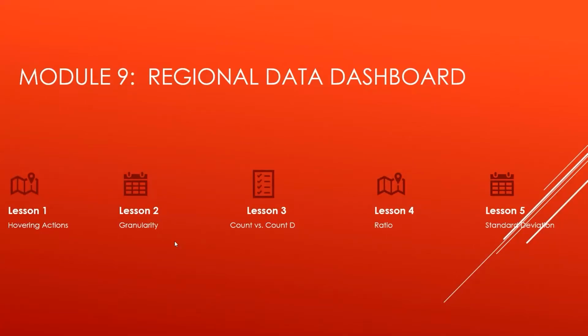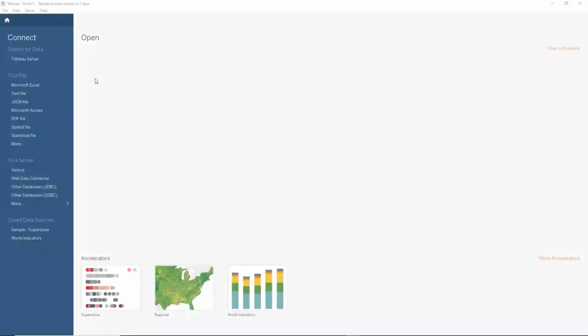In this final module, we'll be using regional data, and we'll be learning how to use hovering actions on dashboards. We'll learn how to change the granularity on your visualizations. We'll review, and I know we talked about it briefly earlier, the difference between the count function and the count distinct function. You'll learn how to use ratios, and we'll end by using standard deviation 2 different ways. All right, let's see what we can do with this regional data.